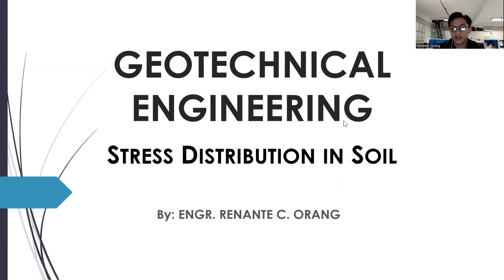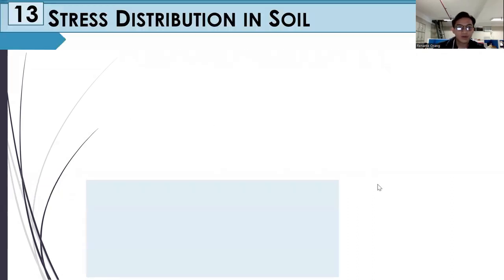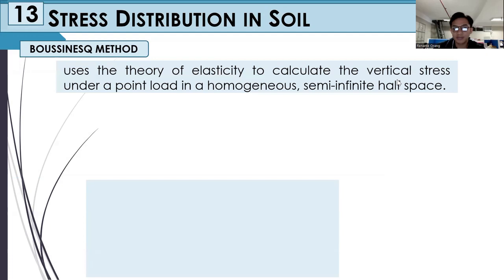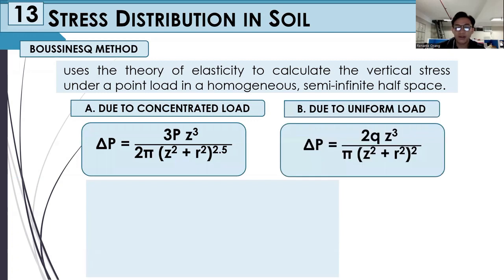Okay? So for this one, ang gagamitin po natin na method is Boussinesq. It uses the theory of elasticity to calculate the vertical stress under a point load in a homogeneous semi-infinite half space. So we have two types of load. We have due to concentrated load and due to uniformly distributed load.